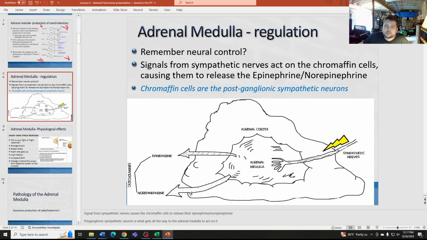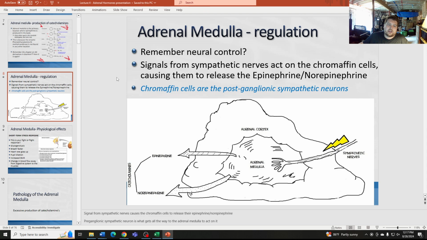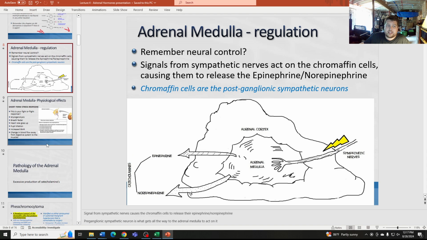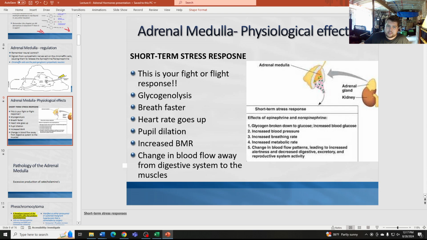And so those signals from sympathetic nerves act on the chromaffin cells, causing them to release the epinephrine, norepinephrine. And if you remember, the other name for epinephrine is adrenaline. What happens if we release adrenaline into our system? That is going to be our fight or flight response, where our body prepares to either fight for its life or to run away. So this is that short term, that quick release.